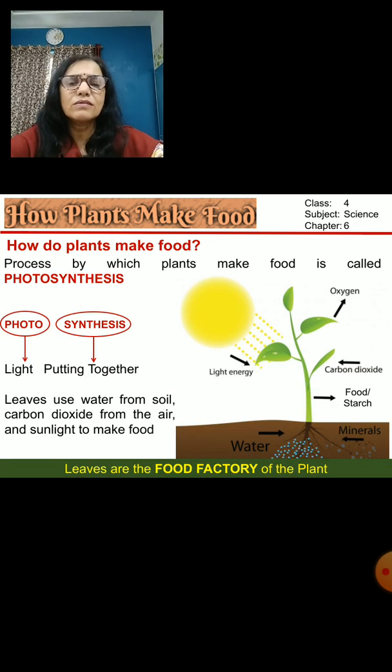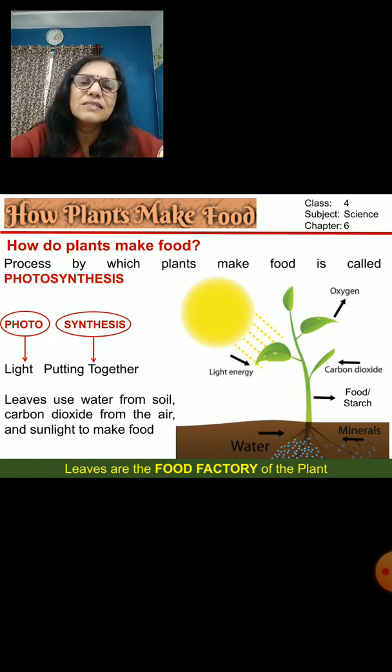Now plants make their own food, right? And the process by which plants make their food is called photosynthesis. So plants are the living things that make their own food by the process called photosynthesis. This word photosynthesis is made from two different words, photo and synthesis. As you can see in the slide, photo means light. Light means sunlight. Okay, and synthesis means putting together, or you can also say to make.